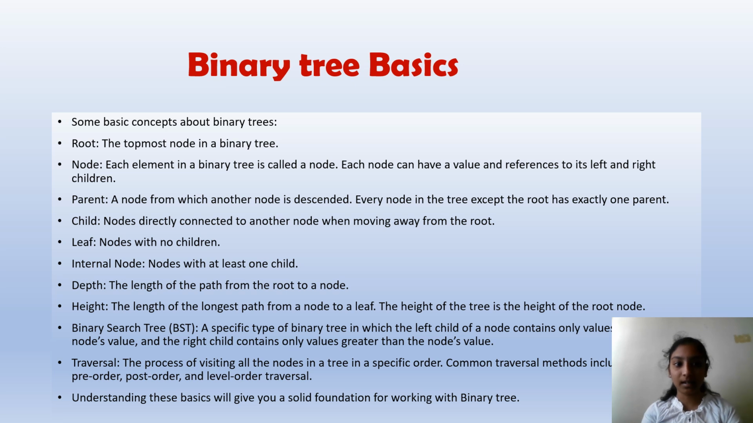Binary tree basics. Some basic concepts about binary trees. Root, the topmost node in a binary tree. Node. Each element in a binary tree is called a node. Each node can have a value and references to its left and right children. Parent, a node from which another node is descended. Every node in a tree except the root has exactly one parent. Child, nodes directly connected to another node when moving away from the root. Leaf, nodes with no children.